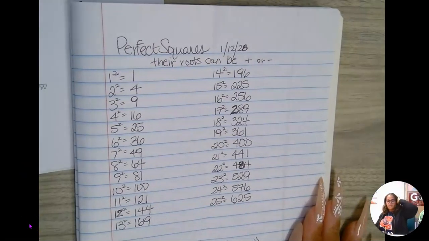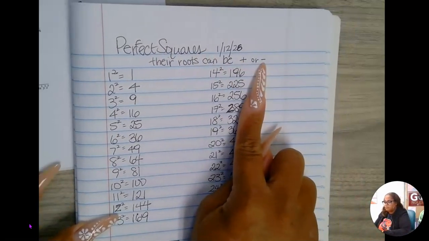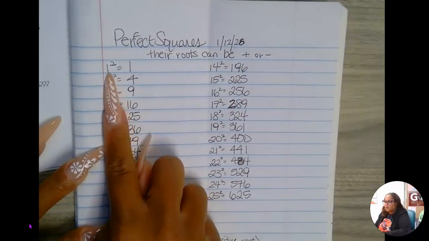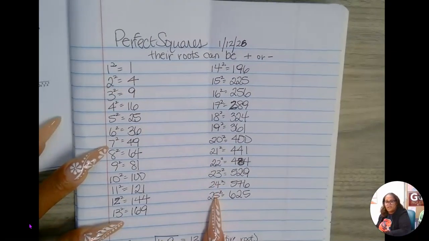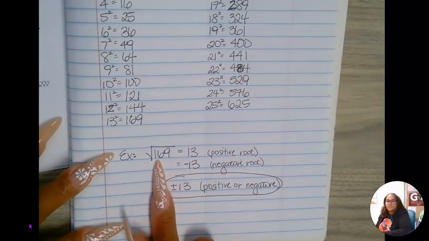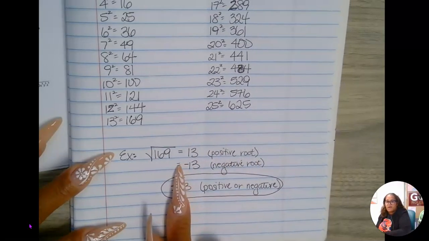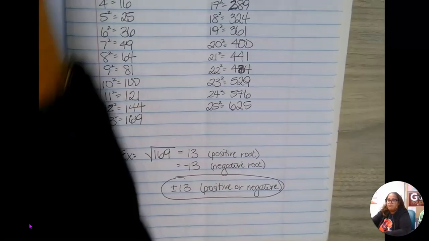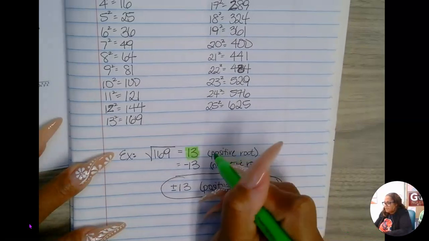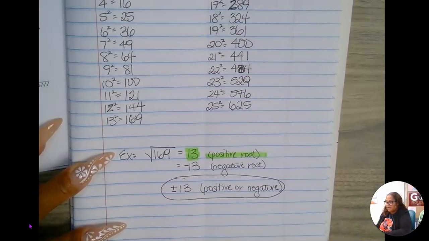Okay, this is where we need to look at our perfect squares. Their roots can be positive or negative. We did the first 25 perfect squares. We squared 1, 2, 3, all the way to 25, and then we discussed that 169, the square root of that, can be positive 13, which is my positive root, or negative 13, which is my negative root. Most times in Algebra 1, we will deal with the positive root, okay? The negative root does exist, and it will come into play in Algebra 2.